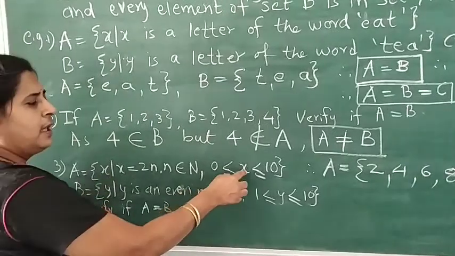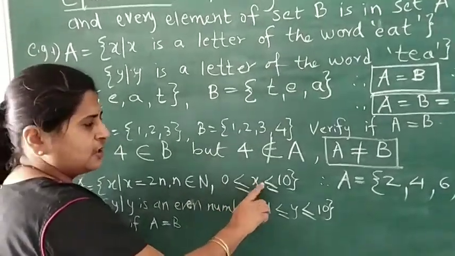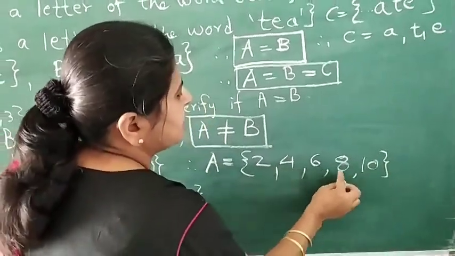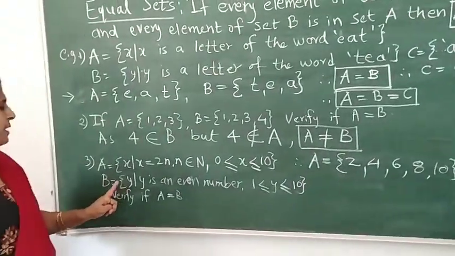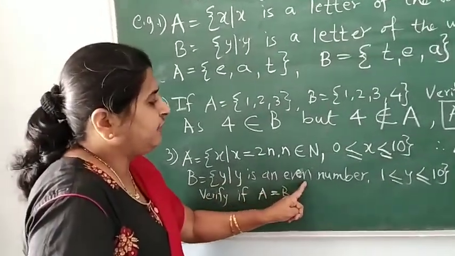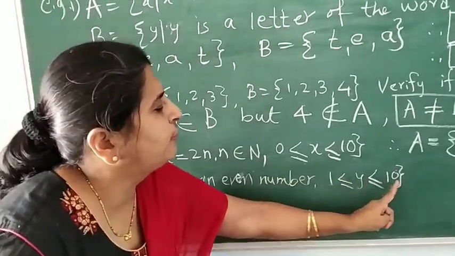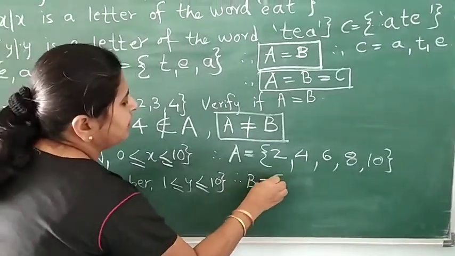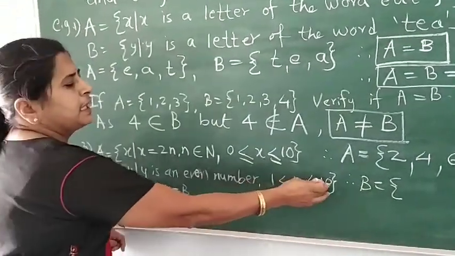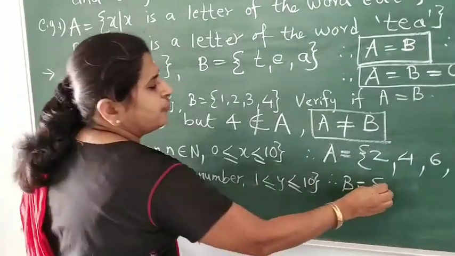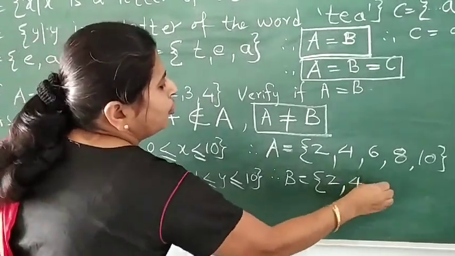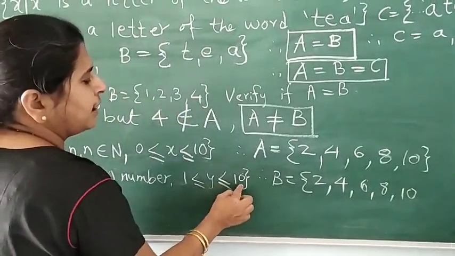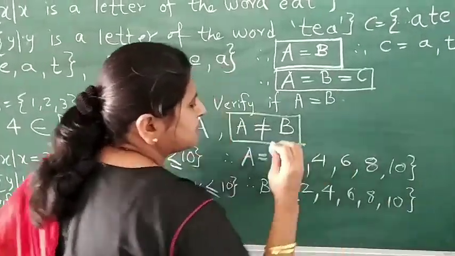But 2 sixes are 12, and x is not less than or equal to 10, so we cannot accommodate 12 in this set. So we have here 5 elements: 2, 4, 6, 8, 10. Now what is set B? Set B is a set of all y such that y is an even number and y is between 1 and 10. Okay, so let's write B as the set of even numbers which are greater than 1 but less than or equal to 10. So the even numbers 2, 4, 6, 8 and 10. As it is less than or equal to 10, we can take 10 also. And let's complete this bracket over here.